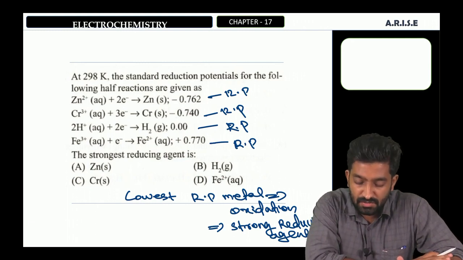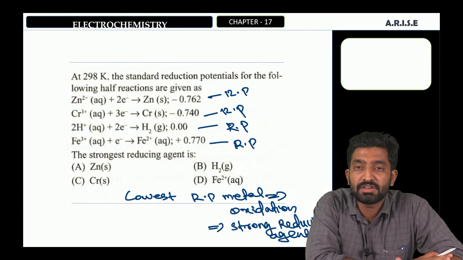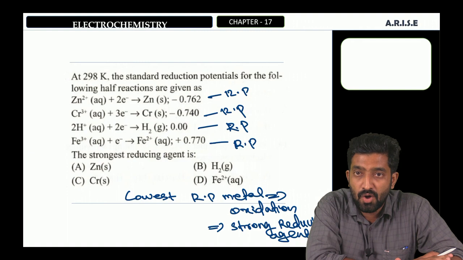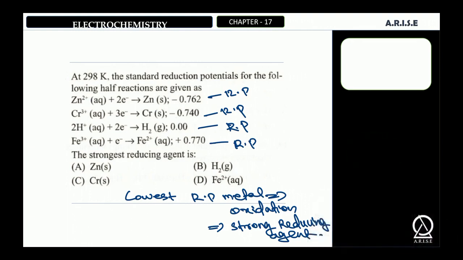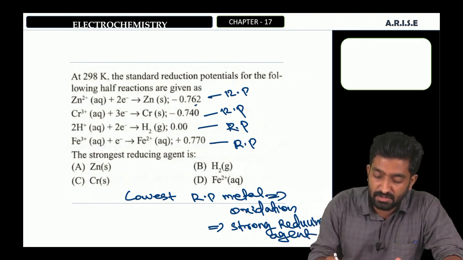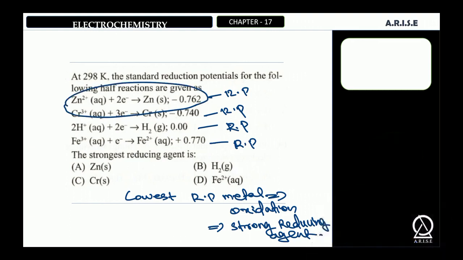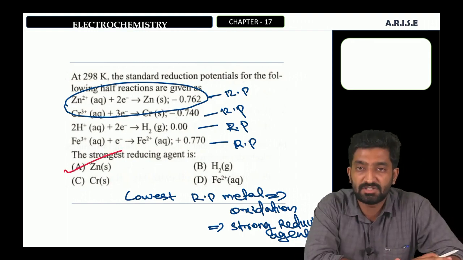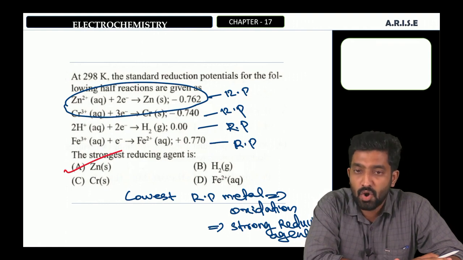Here the question is, find out the strong reducing agent. Look at the reduction potential values. Which one has the lowest reduction potential? Here you can see that zinc has a reduction potential of minus 0.762. This is the least value, therefore zinc will act as a strong reducing agent. Our correct answer is option A, zinc. Zinc will act as a strong reducing agent.